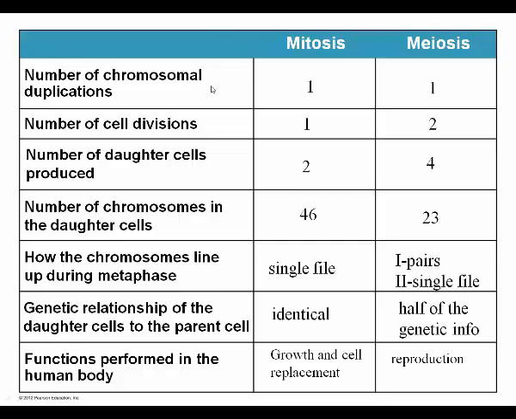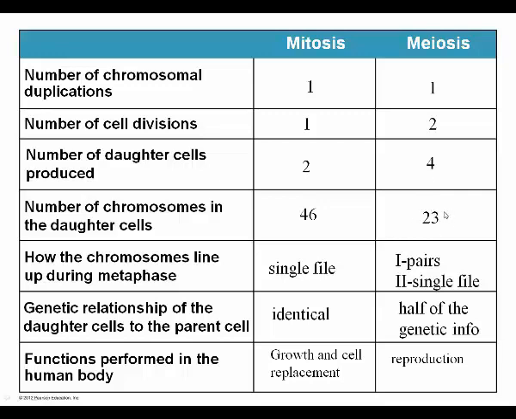In mitosis and meiosis, there's only one round of DNA replication during S phase. In M phase, the number of cell divisions is 1 in mitosis, but 2 in meiosis, so that we produce 2 daughter cells in mitosis and 4 daughter cells in meiosis. The number of chromosomes in the daughter cells in mitosis is equal to the number of chromosomes originally in the parent cell. In meiosis, we reduce the chromosome number by half, so in all 4 cells we only have 23 total chromosomes.